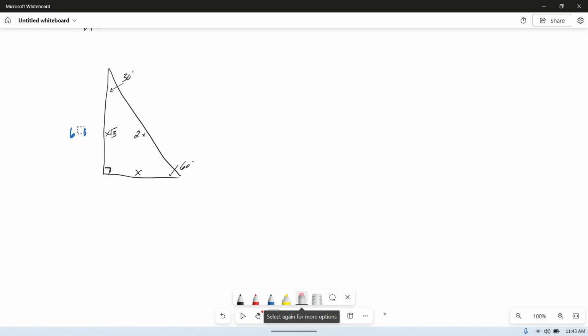I'm going to erase and rewrite rather than redrawing a picture every time. If my hypotenuse is 20, my short leg is going to be 10, because 20 divided by 2 is 10, and the long leg is going to be 10 times the square root of 3, because remember, it's x times the square root of 3 for the long leg.